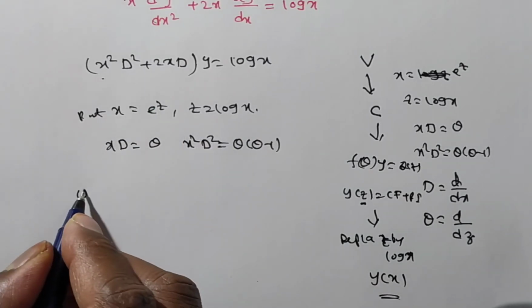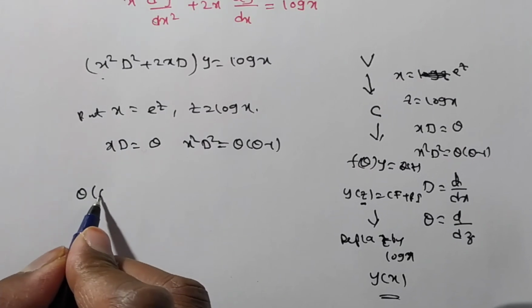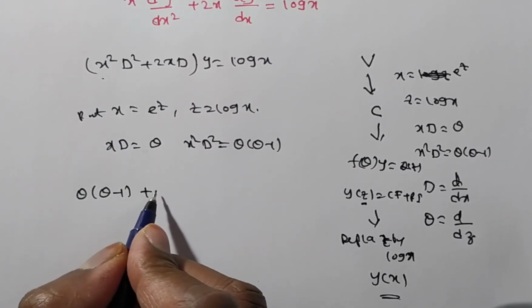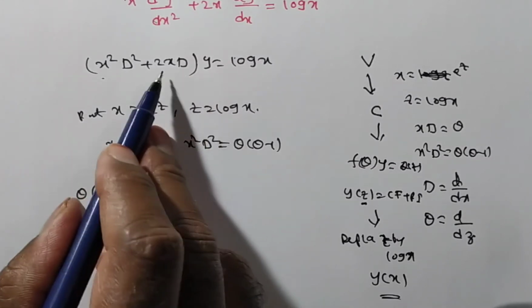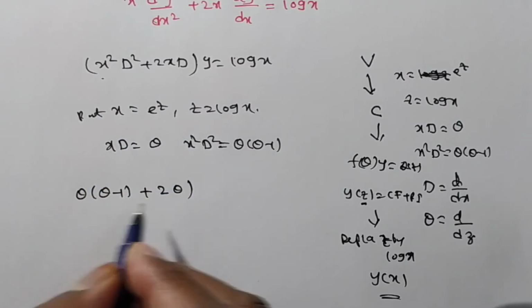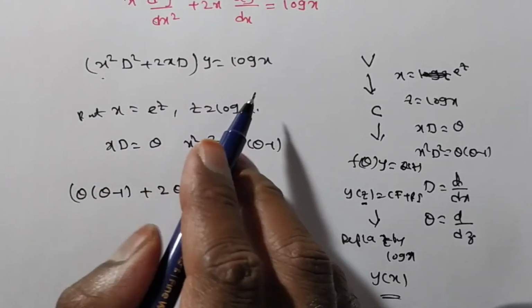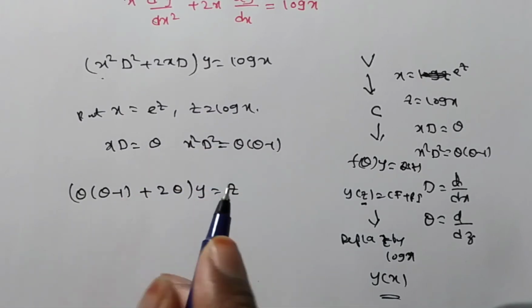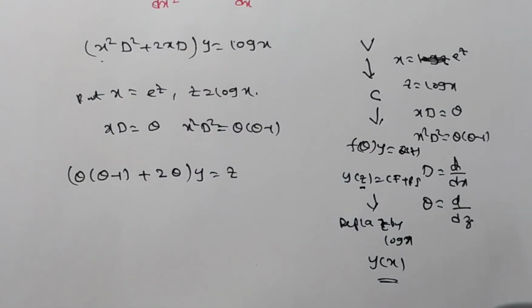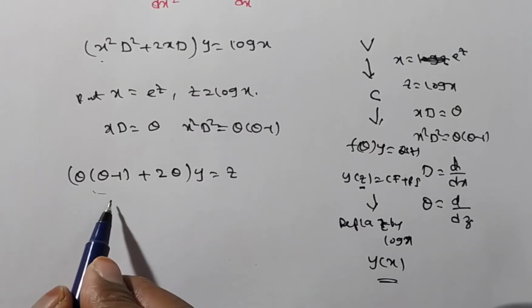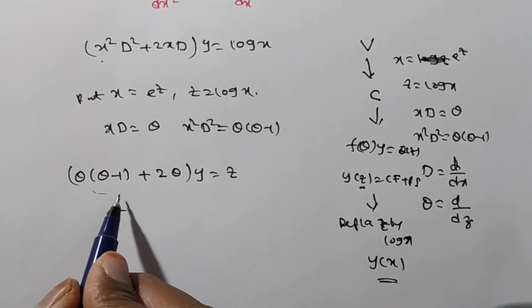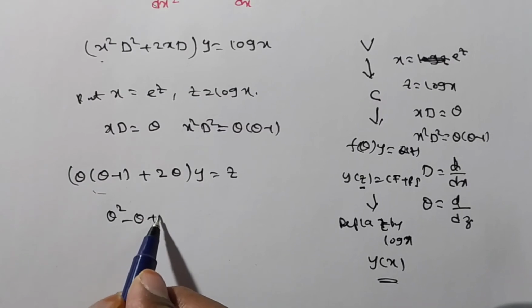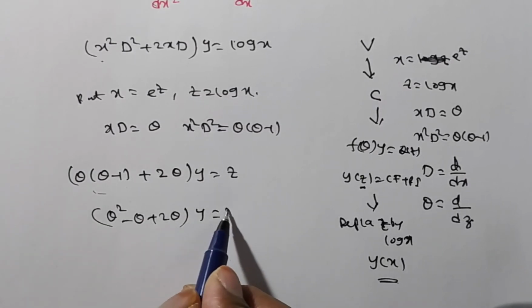Then we will have x²D² first, that is θ(θ - 1), plus 2xD, xD is nothing but θ, so 2θ, into y is equal to log x. You have log x, what you can write? You can write z. Now you simplify this one. Then you will have (θ² - θ + 2θ)y = z.